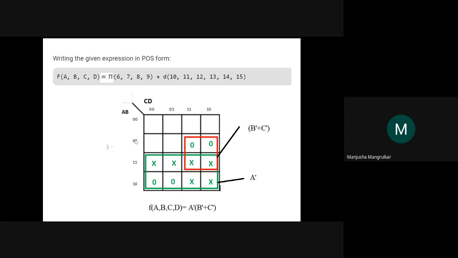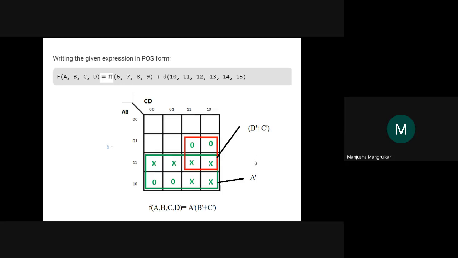If we are changing here, only the b complement plus c complement. So for this pair, it is b complement plus c complement. For this pair, only a complement is constant, the rest all are changed. This c and d are changed 0 to 1 and 1 to 0, and b is also changed 1 to 0. So only a is constant, so a complement. The function for these expressions is a complement into b complement plus c complement, right?